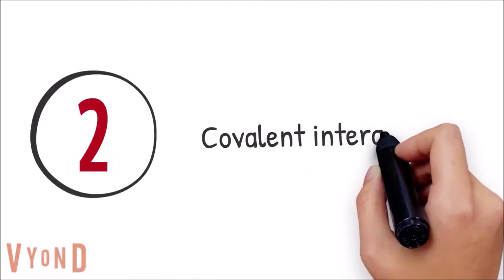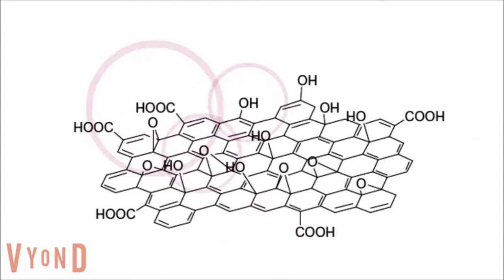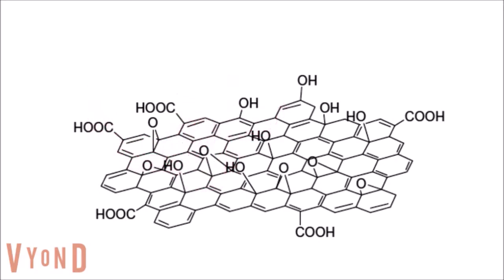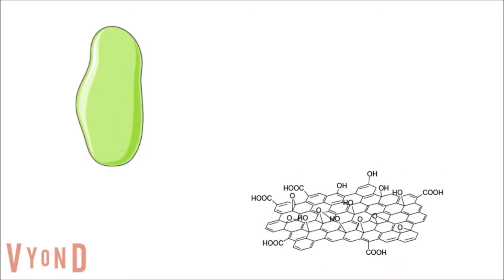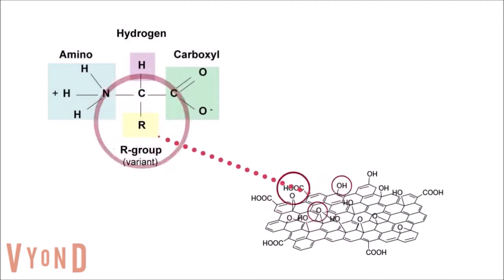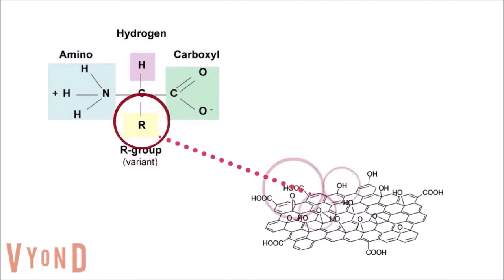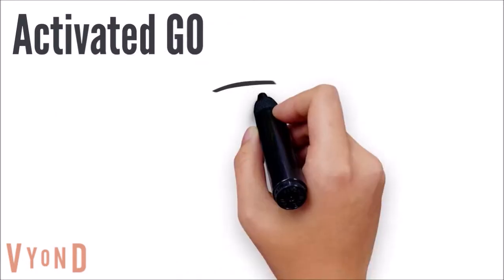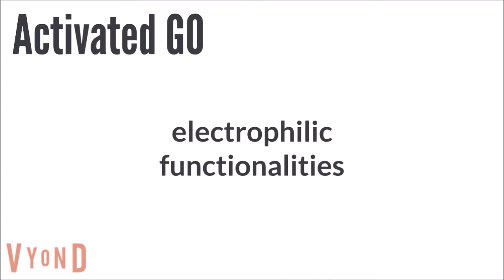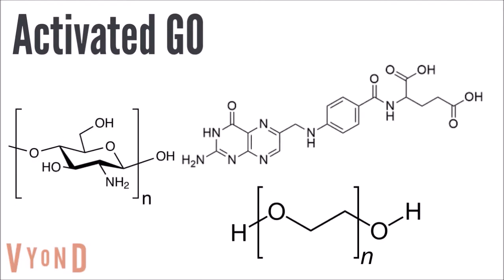The next method is covalent interaction. The enriched reactive oxygen functional groups of GO provide a good solid substrate for protein immobilization through covalent bonding. A chemical reaction occurs between side groups of amino acid residues located on the protein surface and functional groups available on GO. GO can be activated before binding proteins, usually by introducing electrophilic functionalities on the surface. Several functional groups can be attached to GO by chemical modification, such as chitosan, folic acid, and polyethylene glycol.